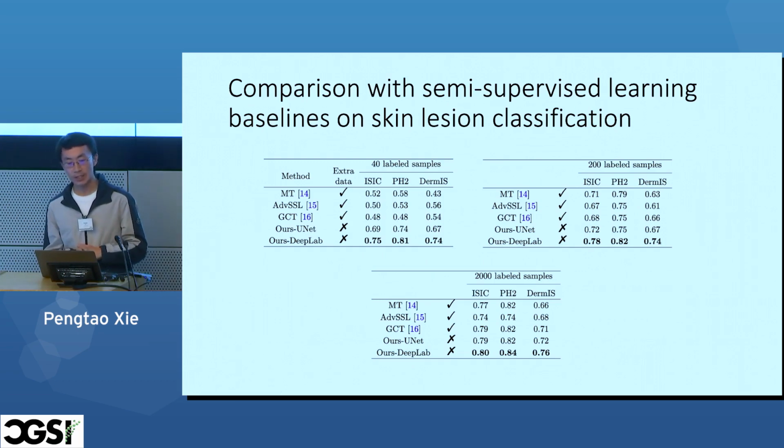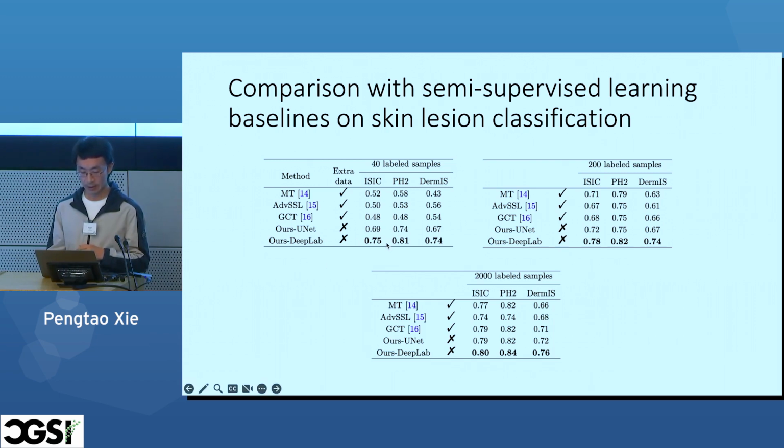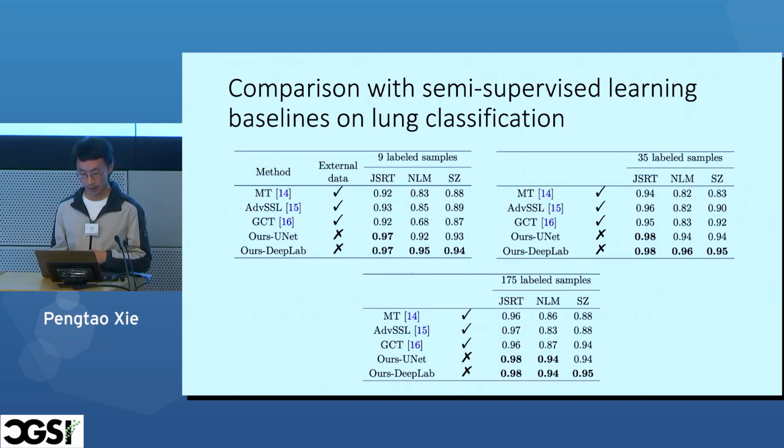We also compared with the semi-supervised learning baselines, and in these baselines, they have access to many unlabeled images, as many as 100,000. And in our method, we don't use any unlabeled data. As we can see, our method actually outperforms these baselines in certain cases, or achieves similar performance as these semi-supervised learning baselines, which require many unlabeled images that are difficult to obtain in biomedical domains. Here are the comparison on lung segmentation, where the observations are similar.